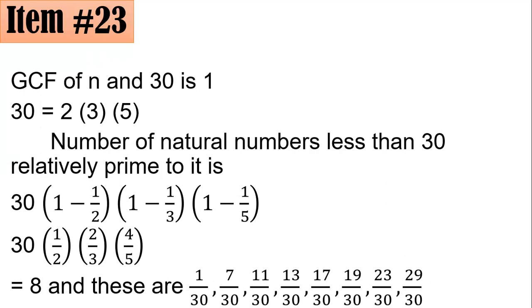And if you are not convinced, those 8 are the ones I listed: 1 over 30, 7 over 30, 11 over 30, 13 over 30, 17 over 30, 19 over 30, 23 over 30, and 29 over 30. Hence, the correct answer here is letter C. I hope you got letter C correctly.